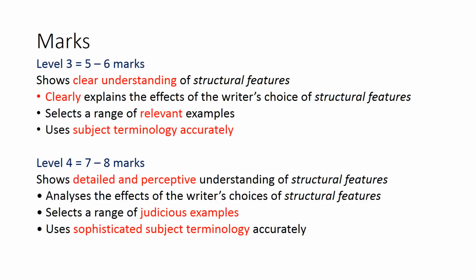You can see there that the criterion about analysing the effects of the writer's choice of structural features doesn't really change. But then you have these judicious examples, and essentially what that means is the best example out of the whole passage to explain what you're trying to say. Because a lot of the time there'll be maybe 3 or 4 good examples, but there'll be one perfect one. And what the examiner is looking for is that perfect example to explain what you're trying to analyse.